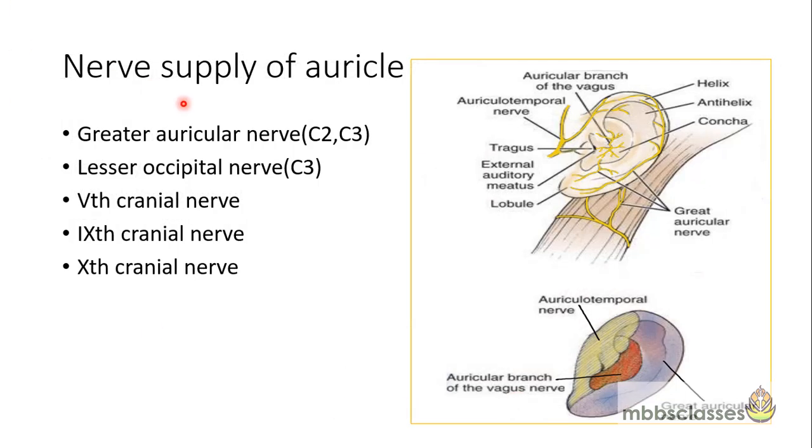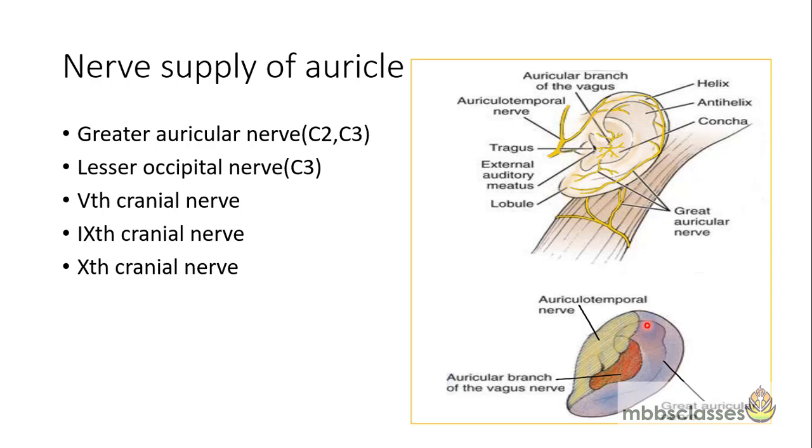Now let's see the nerve supply of the auricle. The ear is one small area, but it gets its innervation from multiple nerves. If you look at the diagram here, we can see the greater auricular nerve, the auriculotemporal nerve, and the auricular branch of the vagus nerve.